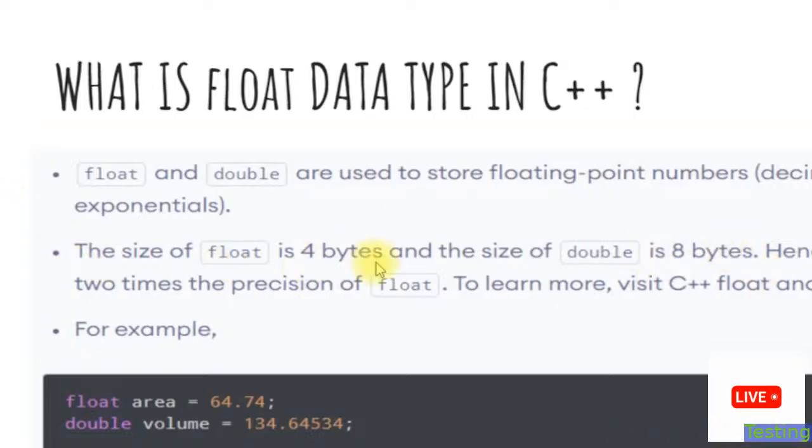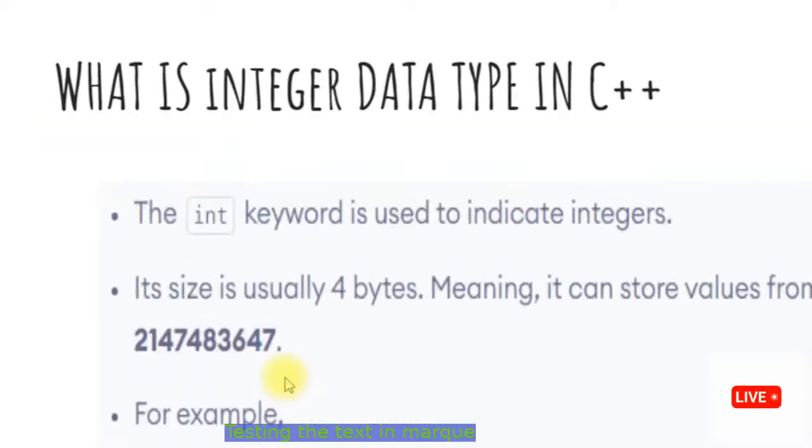The size for float type variables is 4 bytes, and if you declare a double type variable, then the size will be 8 bytes. So double has 2 times more precision than you get in your float. Now here we have some syntactical examples. As we discussed in the previous slide, the syntax will be almost similar.